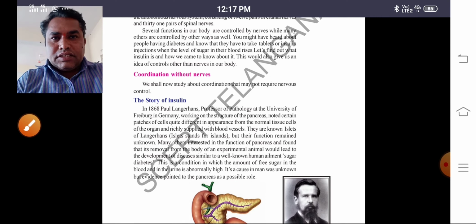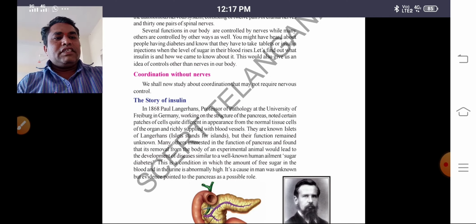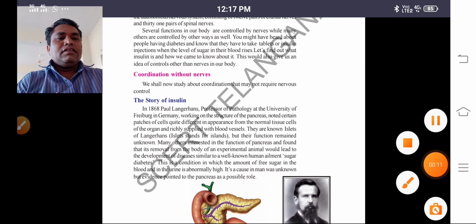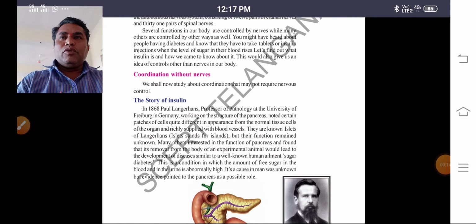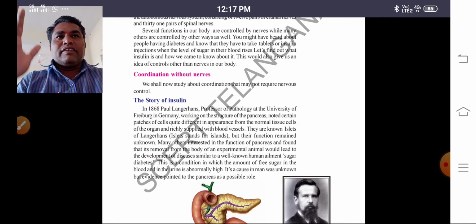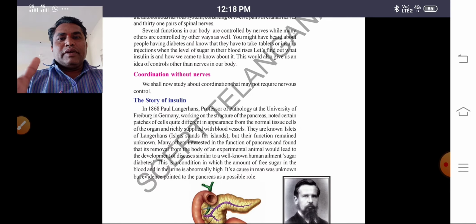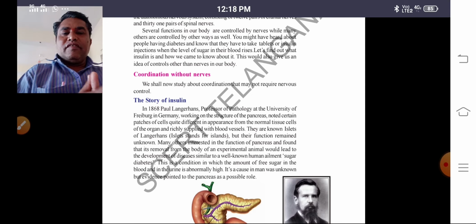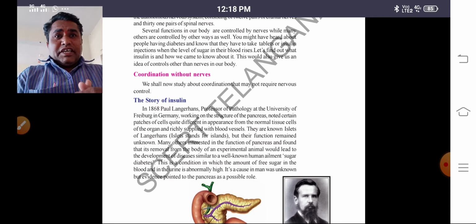Good afternoon, students. Today we are discussing 10th class biology. In the previous class we discussed the spinal cord, and also studied the autonomous nervous system and its divisions, sympathetic and parasympathetic. We studied which functions the sympathetic carries out and which functions the parasympathetic carries out.